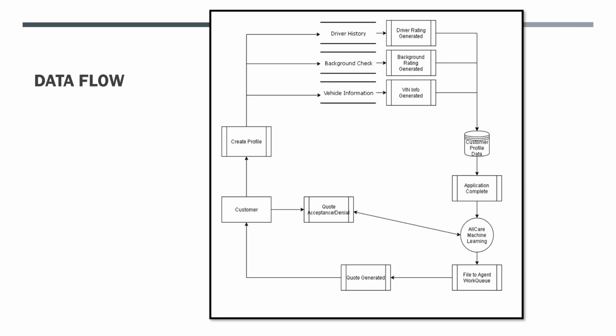The machine learning for Allcare will generate a likelihood to accept the quote and fall into the agent's work queue accordingly. The agent generates the quote and sends to the customer. The customer then accepts or denies the quote. This action updates the machine learning software to continuously update the application and improve the confidence interval.